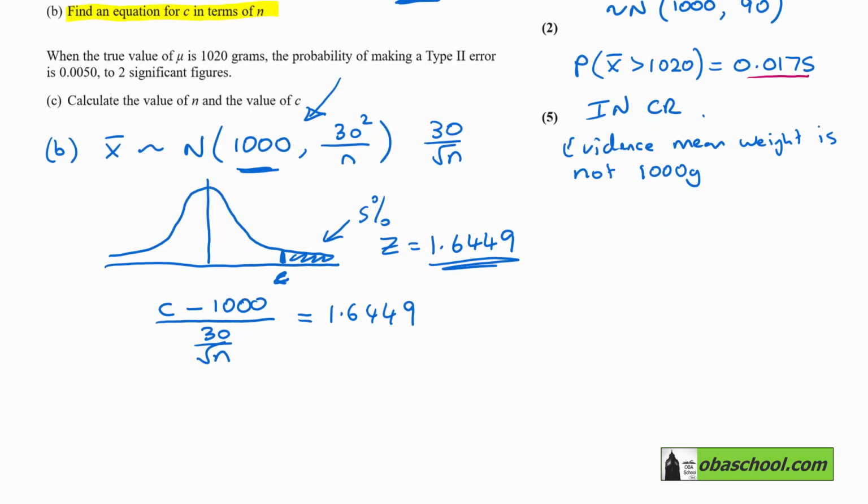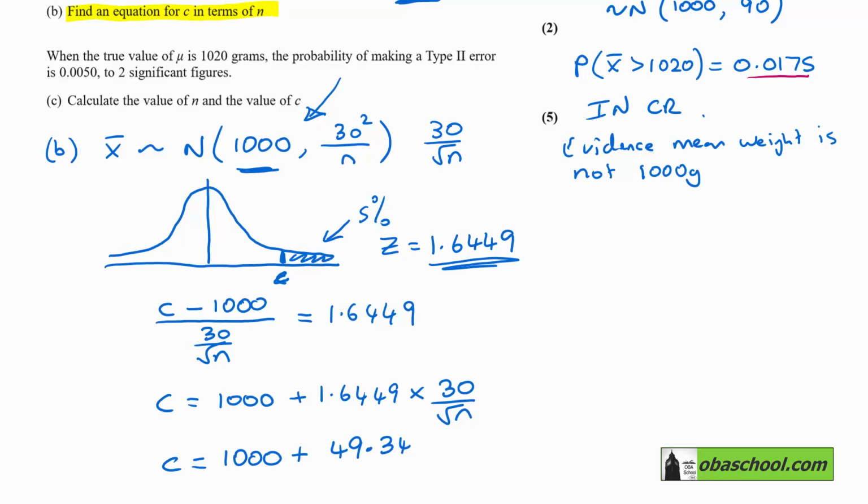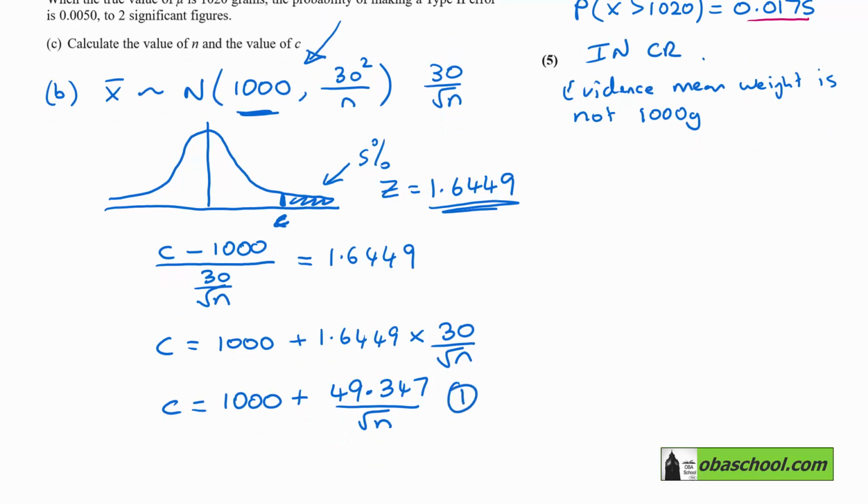So we can rearrange that to c is equal to 1000 plus 1.6449 times 30 divided by root n. And calculating, that gives me 1000 plus 49.347 over root n. And I'm going to need that later, so I'm going to call that equation 1.